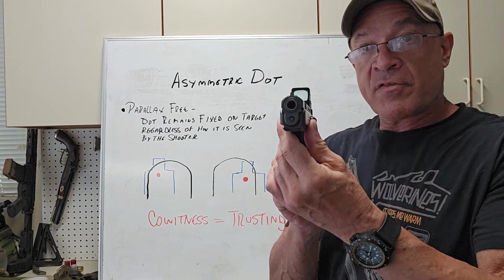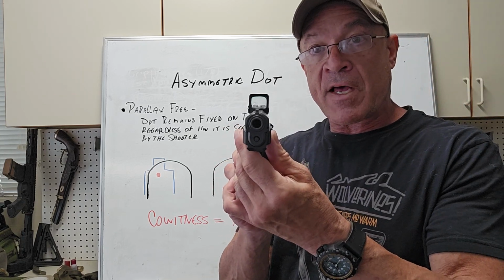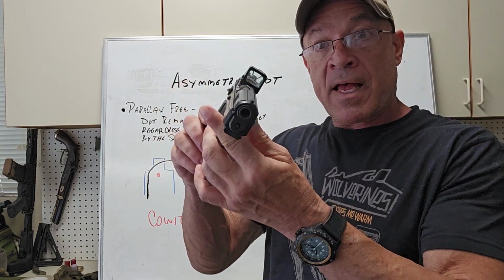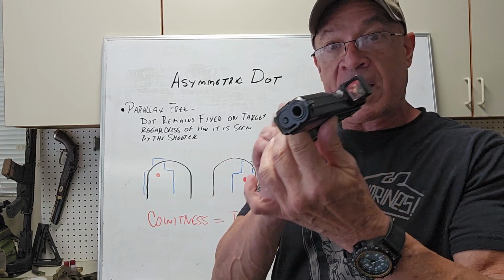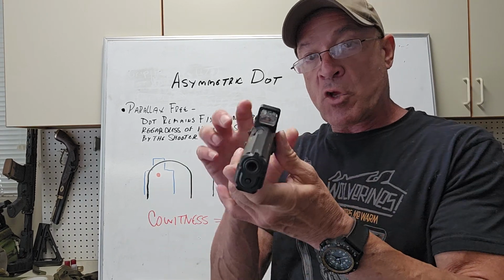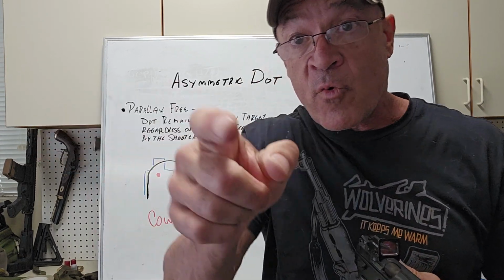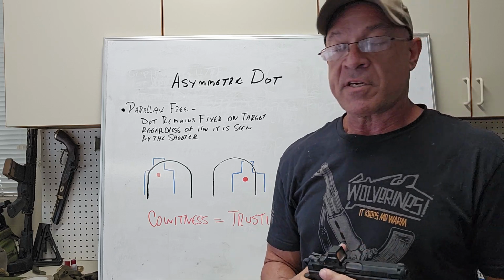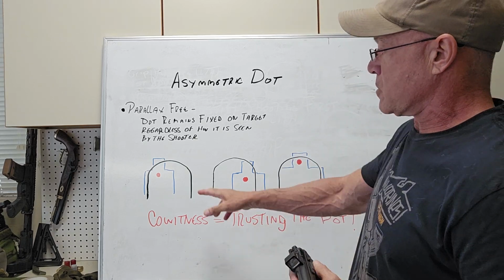So think of the pistol pointed over here, the dot is there. If the pistol is like this, or like this, or however, as long as that dot remains right there, that's where the bullet's going to go. So here are some examples.